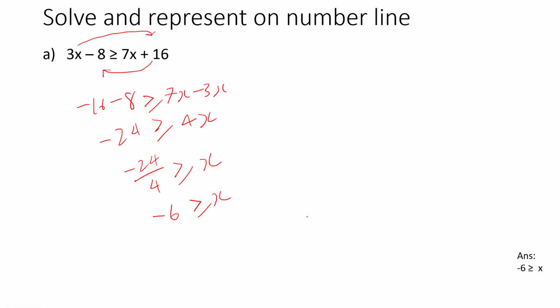Now, can you write this? x is smaller or equals to negative 6. Can you write this? Yes, because they are essentially the same thing. Alright?